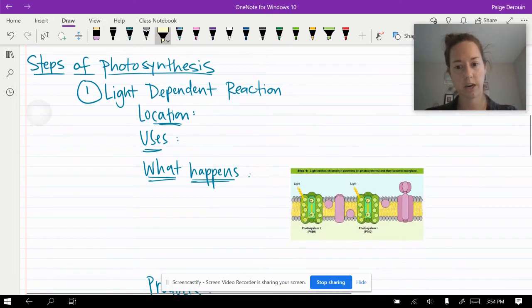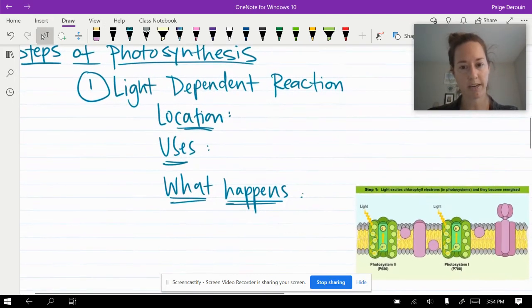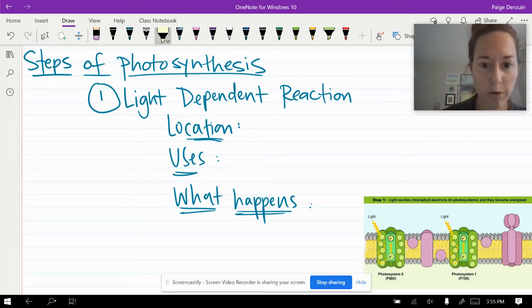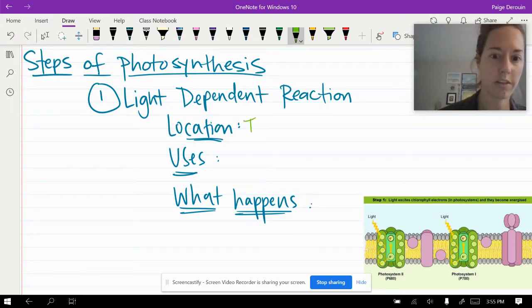All right, so we're going to start with the light dependent reaction, which obviously is called that. Maybe it's not obvious, but it's called that because it depends on there being light. So first of all, the location of this is the thylakoid.